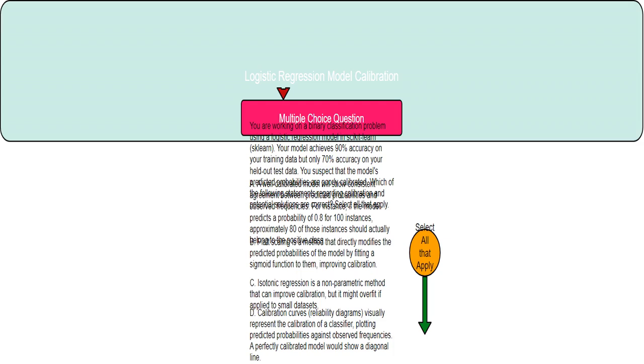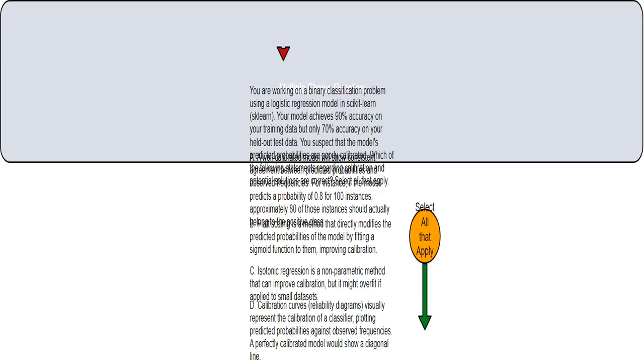We're diving into how well a logistic regression model predicts probabilities. A perfectly calibrated model means its probability predictions accurately reflect the real-world chances of an event happening. Think of it like this. If the model predicts a 70% chance of rain, it should rain about 70% of the time when that prediction is made. I'll be testing your understanding of model calibration in this multiple-choice question.